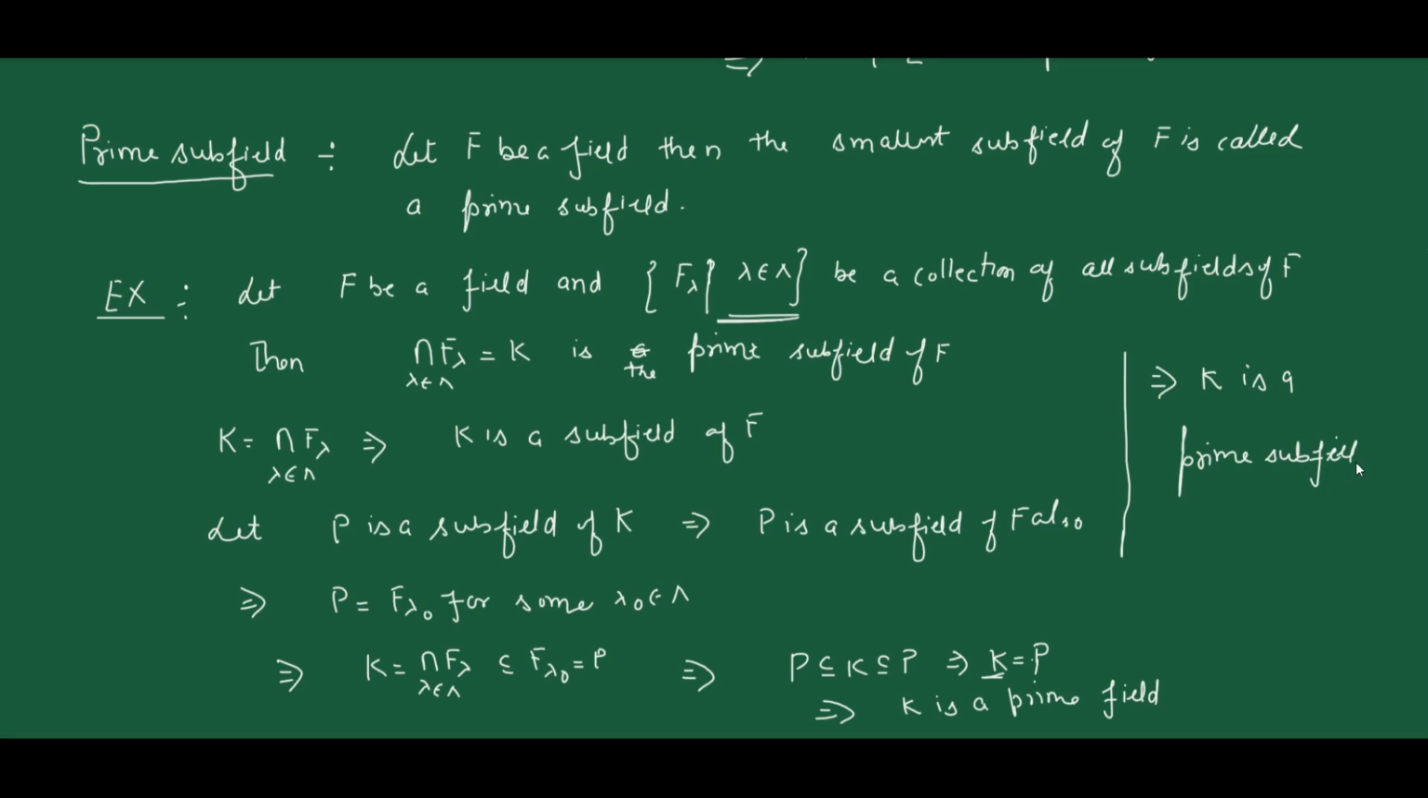So this is the proof of this result, and this completes today's lecture. In today's lecture we have discussed two examples, one is a finite prime field and the second is an infinite prime field, and then we have shown that every field has a prime subfield. So that's all from today's lecture.